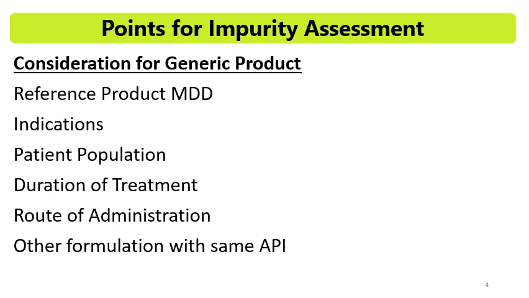Then indications. What are the indications? What are the strengths? And what are the indications for each strength of the reference formulation? Sometimes the indications and maximum daily dose vary with the indications. Then what is the patient population for the reference product? Whether it is pediatric, adults, or geriatric population, and duration of the treatment. Based on the duration of treatment, the impurity limits also vary. Acute treatment or chronic treatment.